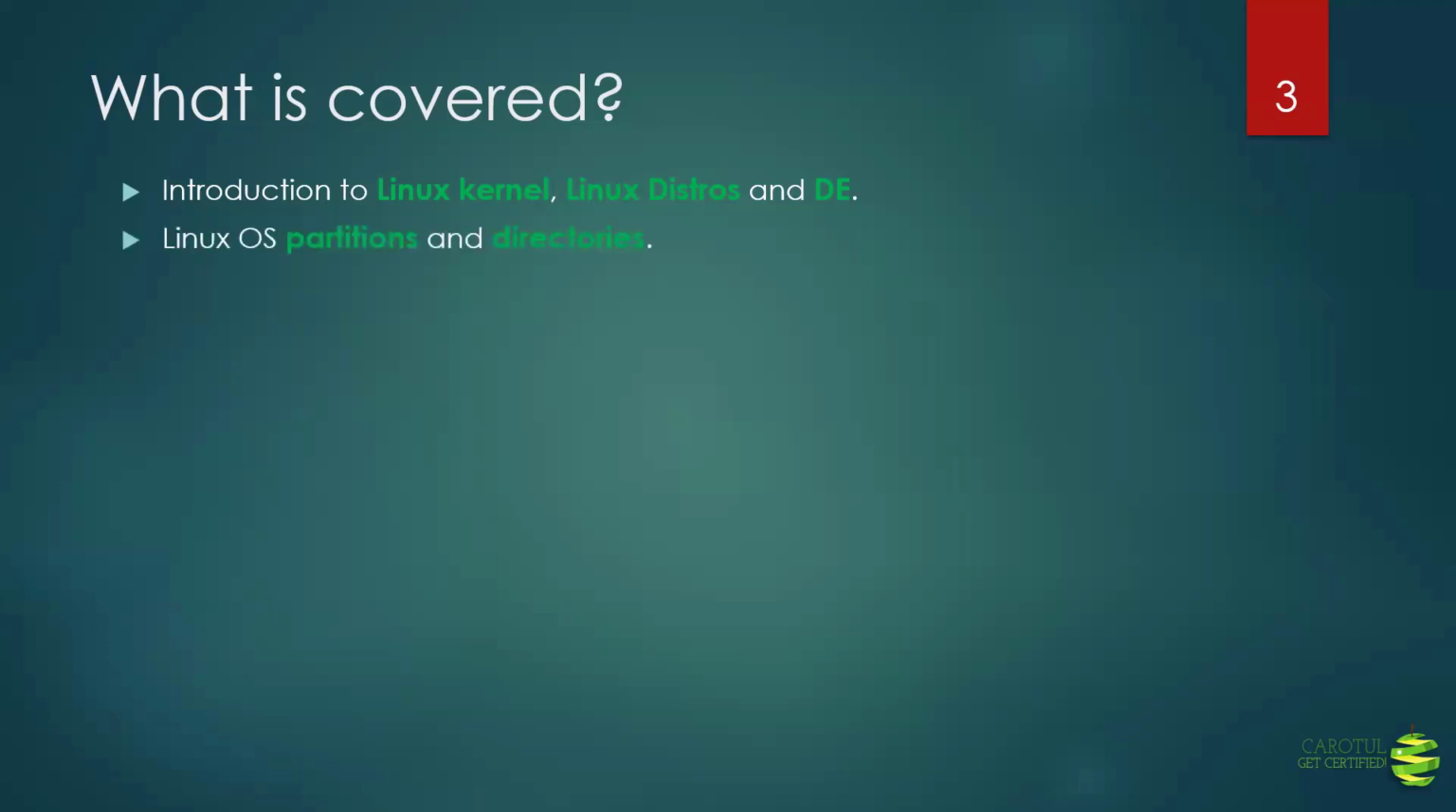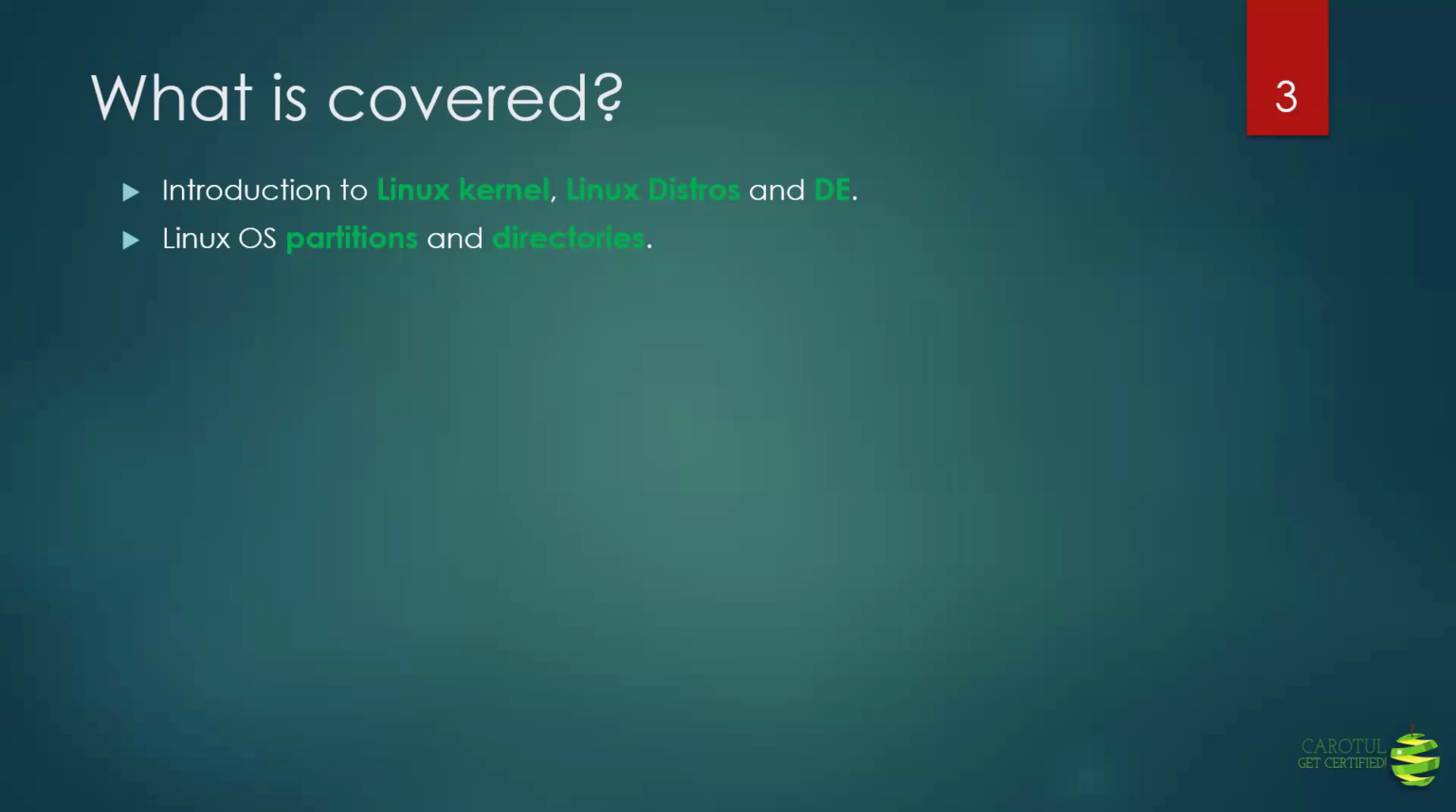Then we will talk about the Linux operating system partitions and directories. The folders in Linux are called directories, and there are different partitions you can use. It's very important when you are installing Linux for the first time, or when you are practicing, to know how exactly the partitioning is done. Nowadays, they allow you to just let the system decide how many partitions would be used and everything.